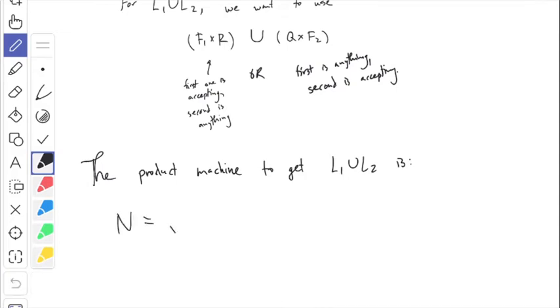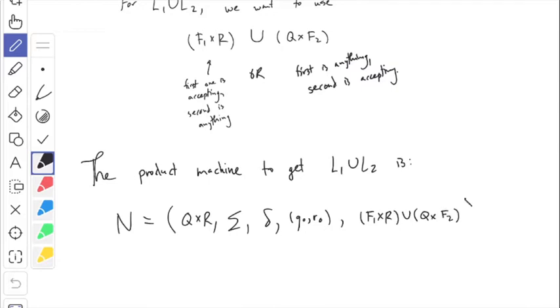You go Q cross R, the whole alphabet sigma, the transition delta, the pair Q0, comma R0. This is all the same as the product machine from last time. But then right here is the only difference: F1 cross R union Q cross F2. This is the formal description of the machine which gets you the union of the two languages rather than the intersection.